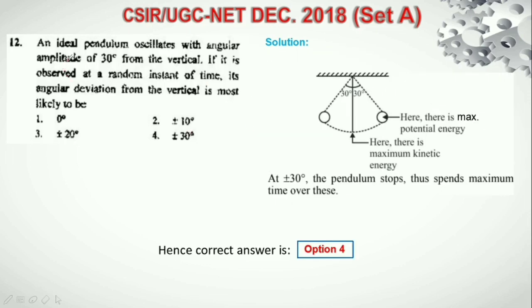Question number 12. An ideal pendulum oscillates with angular amplitude of 30 degree from the vertical. If it is observed at a random instant of time, its angular deviation from the vertical is most likely to be 0 degree, plus minus 10 degree, plus minus 20 degree, or plus minus 30 degree.